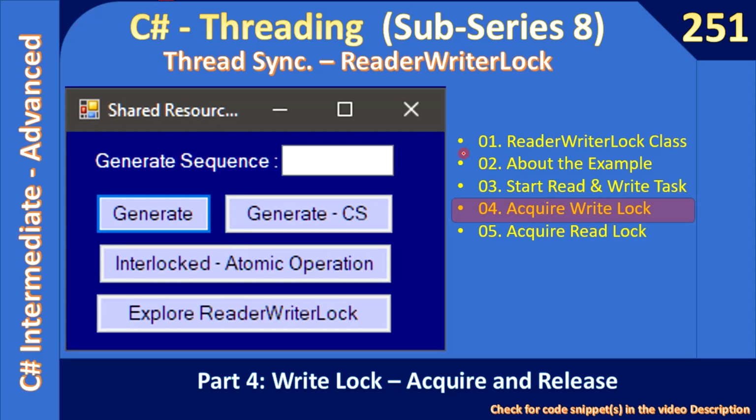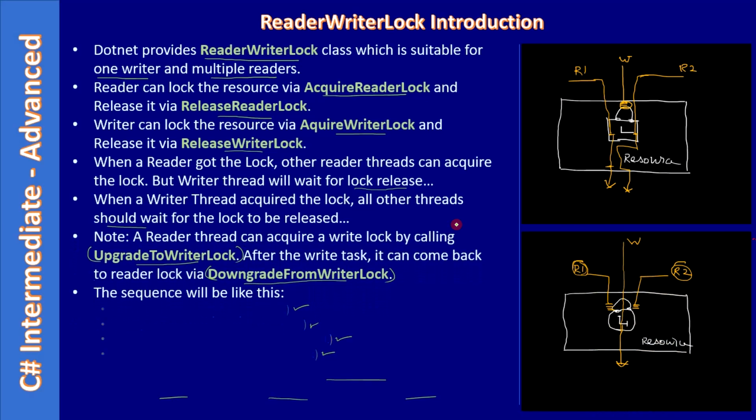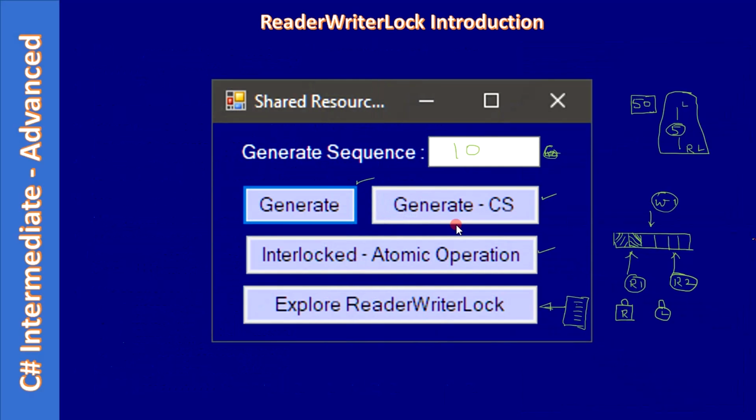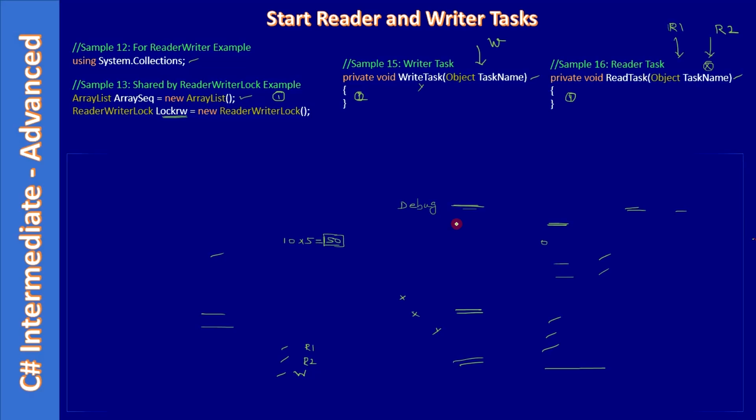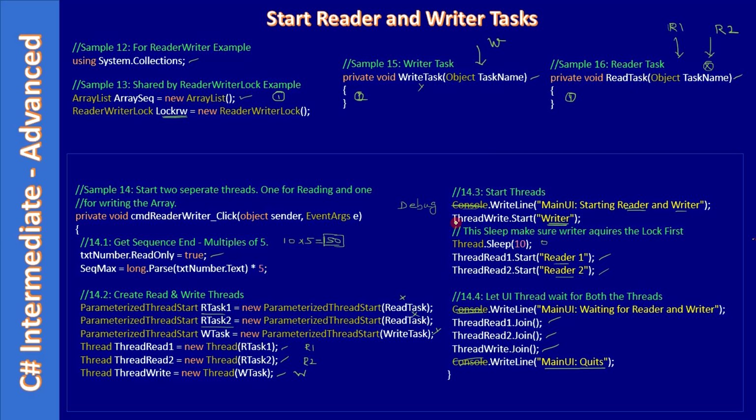In the past 3 videos, we set up the environment ready for using the Reader and Writer Lock, and in this video we will see how to acquire and release WriteLock on the shared resource. In the previous video, we created the threads and the tasks are not yet implemented, and in this video we will implement the write task.